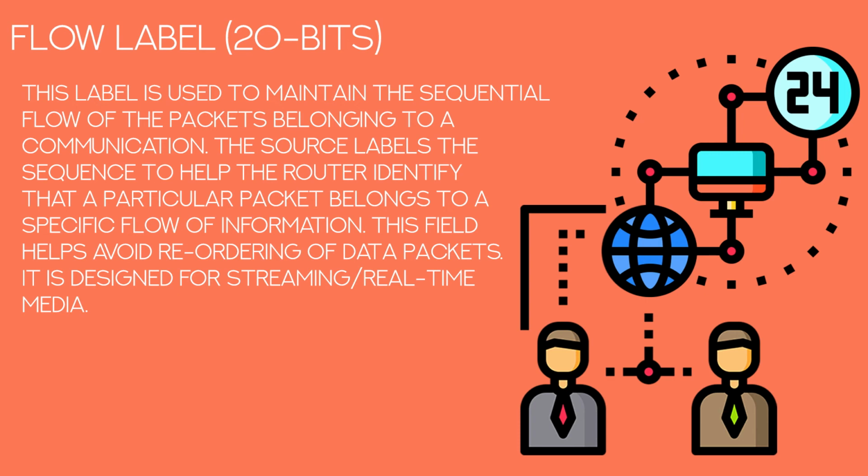Now after that we have flow label, which is a 20-bit digit and is used to maintain the sequential flow of the packets belonging to a communication. The flow label is a sequence to help the router identify that a particular packet belongs to a specific flow of information. This field helps avoid reordering of data packets. It is destined for streaming of real-time media.